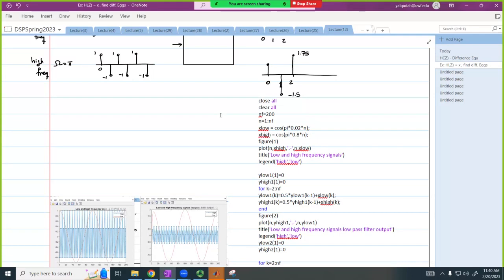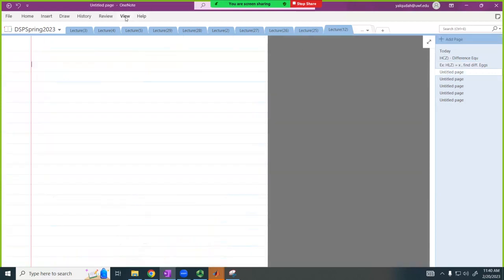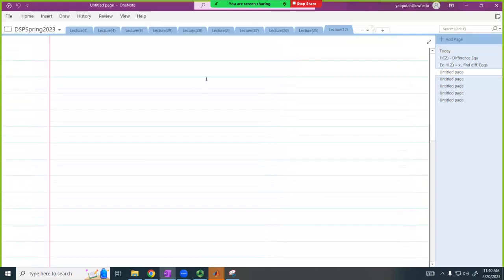Okay, so the next thing we're going to look at is how to solve these difference equations. So what is one way of solving the difference equation? The one we just saw, which is to iterate over the values and get the output. But we're going to be able to solve it using the Z transform.